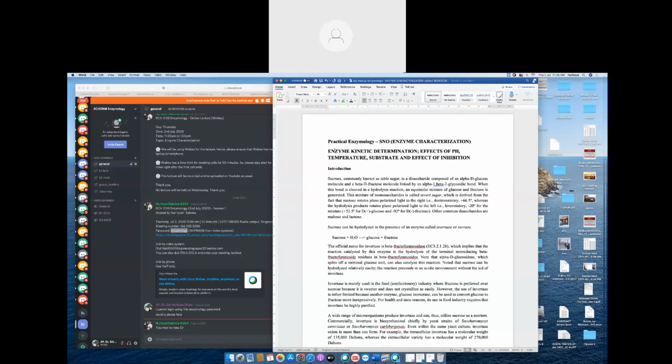Okay, so we have here, we're going to characterize the enzyme, which in this case we are working with sucrase or invertase.